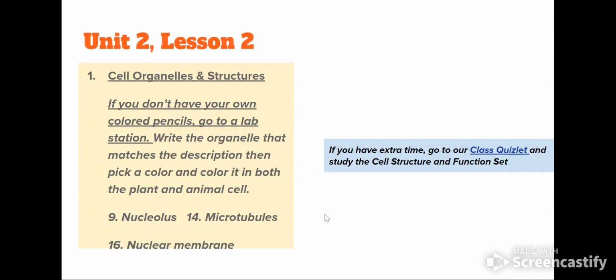Now you're going to do your cell organelles and structures worksheet. There are certain things here that are labeled for you. So you're going to need colored pencils, a decent one. Obviously, we don't have lab stations here because we're in a trailer. But what you're going to do is write the organelle that matches the description, then pick a color to color it in both the animal and plant cell. Certain ones that you won't recognize are 9, which is the nucleolus, 14, which is the microtubules, and 16, which is the nuclear membrane.